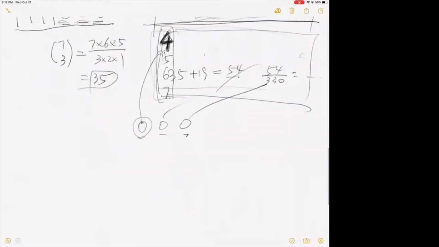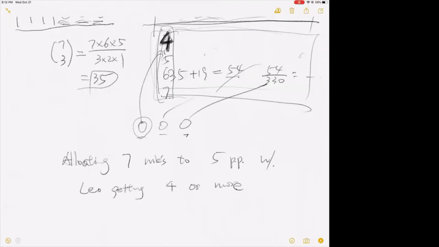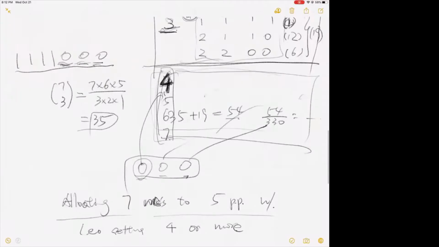This problem is equivalent to allocating 7 mooncakes to 5 people with Leo getting 4 or more. How many ways can we allocate 7 mooncakes to 5 people with Leo getting 4 or more? So basically we gave 4 to Leo first, and then gave the 3 remaining ones to all 5 of them, and that's what we are trying to figure out. We have 3 mooncakes and 5 people, so we have 4 bars. And then how to allocate these, how to shuffle them, right?